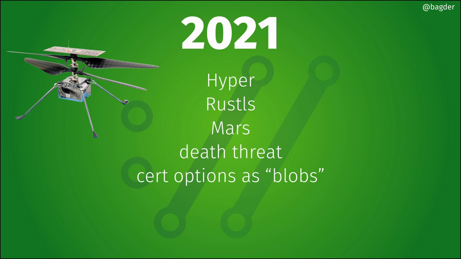Okay, so we added support for certificate things as blobs in 2021, basically meaning that you can provide them as memory objects instead of telling curl to read them from files. A long time coming, mostly for use cases where you maybe do not have a file system, or you have a lot of hard-coded things, maybe in ROM or RAM or something.